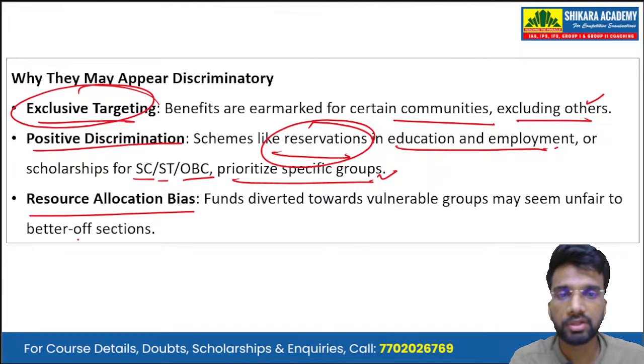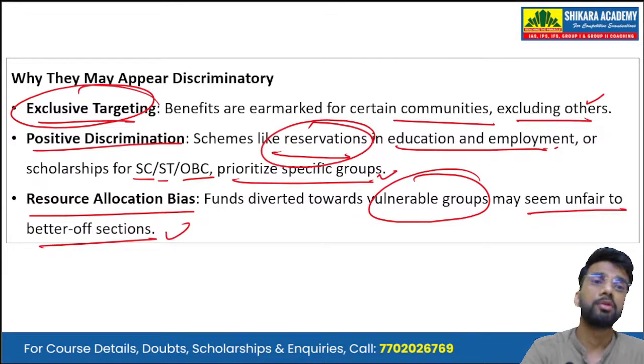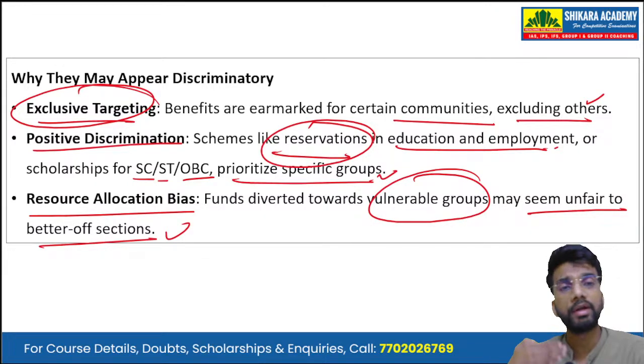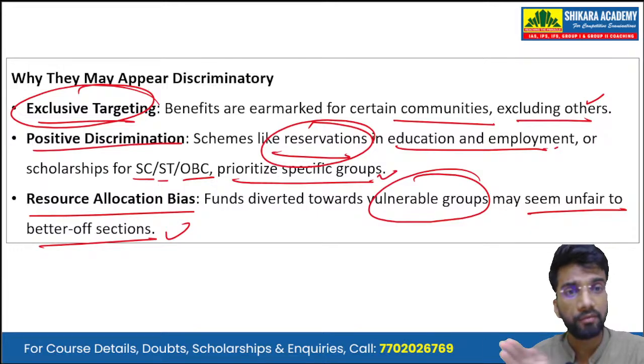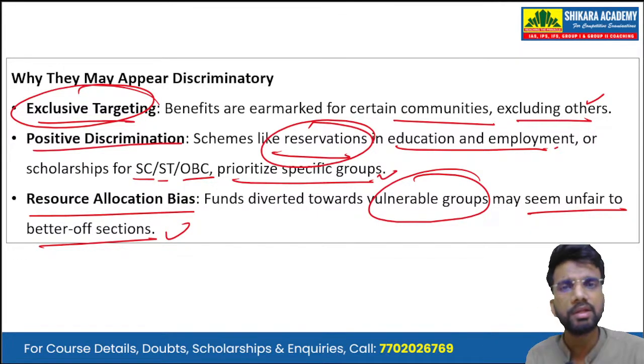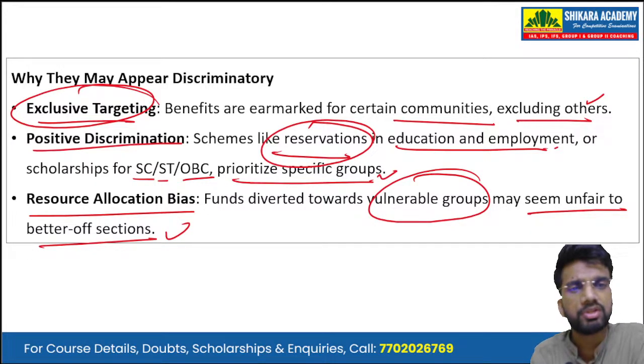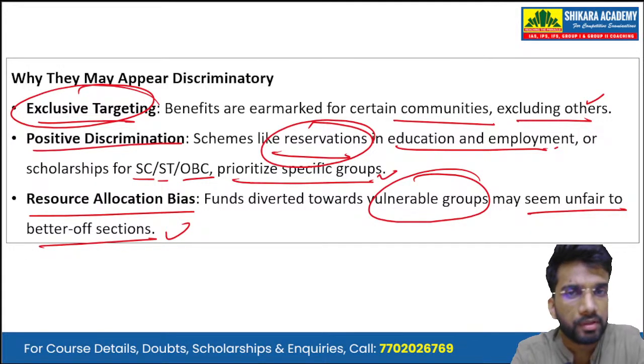Then there is resource allocation bias. Funds are diverted towards these vulnerable groups, which may seem unfair to the better off sections of society. They might feel that their own tax money is being diverted to the upliftment of these vulnerable groups. So these are the three broad reasons because of which these schemes might appear discriminatory to the general population.